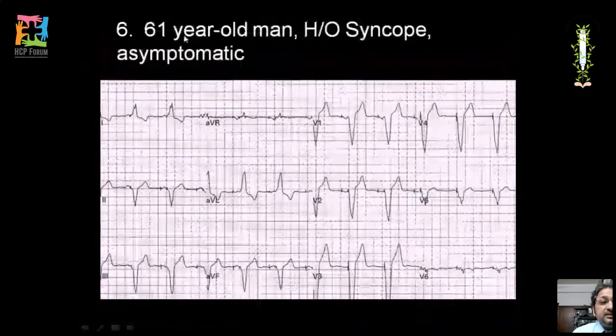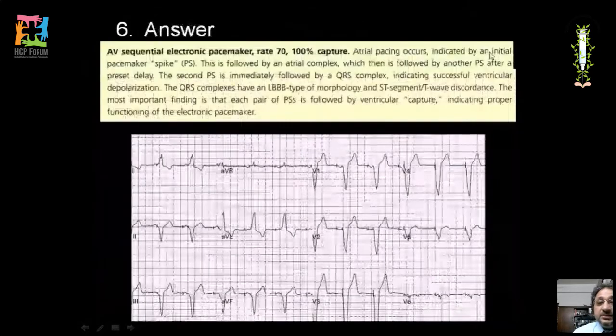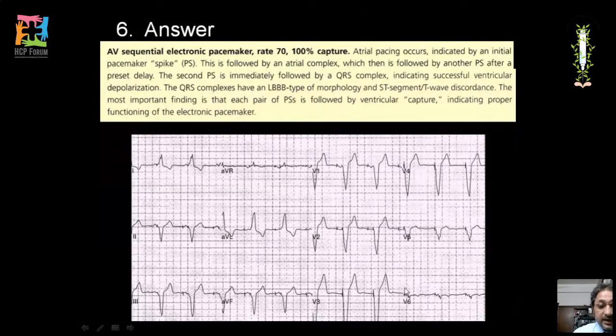Next is a 61-year-old man, history of syncope, but now asymptomatic. Why asymptomatic? Because we can see there are 2 pacing spikes here. The initial pacing spike is followed by an atrial complex, and then there's another pacing spike which is followed by a QRS complex. So it's an AV sequential pacemaker. Again, it's with 100% capture, because after every pacing there is a complex, an atrial or a ventricular. And again, you find that LBBB type of morphology with STT wave discordance.